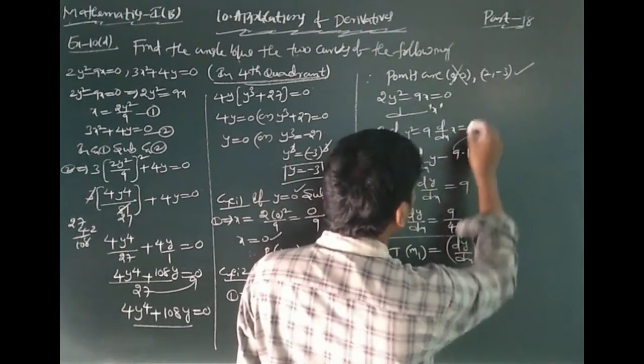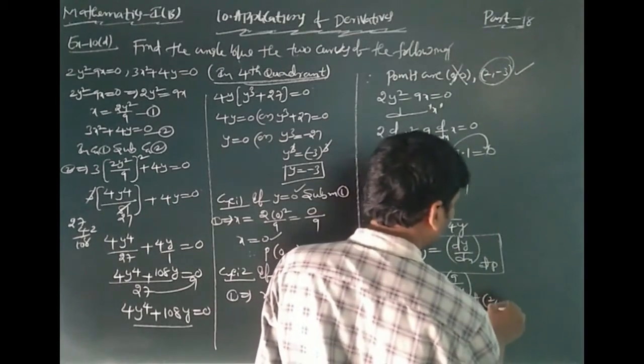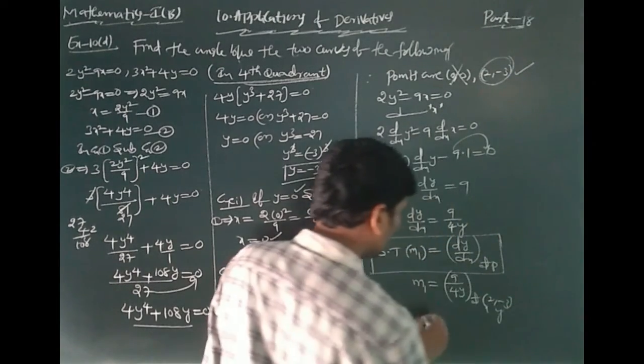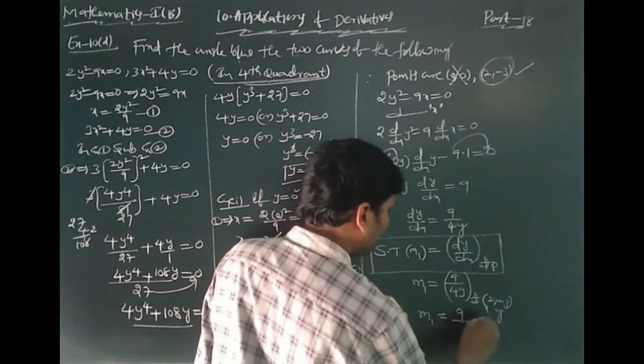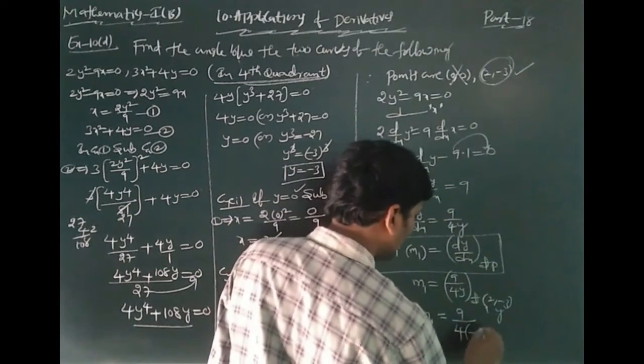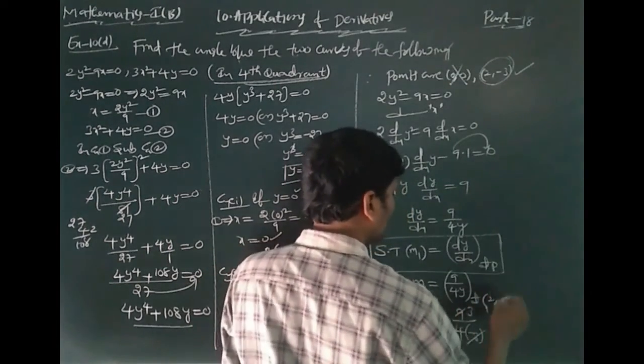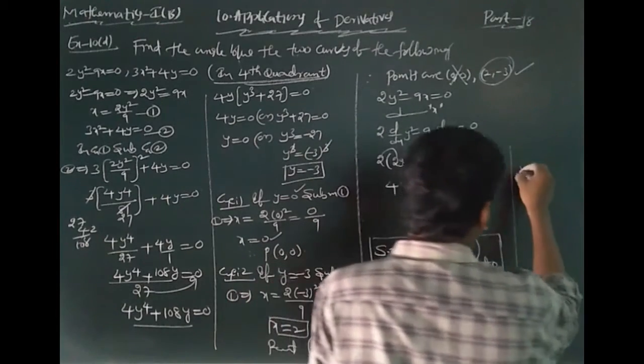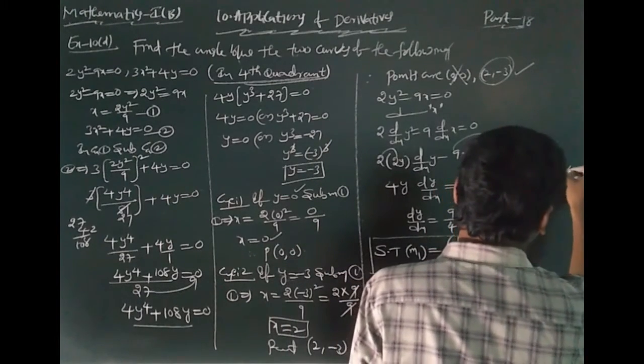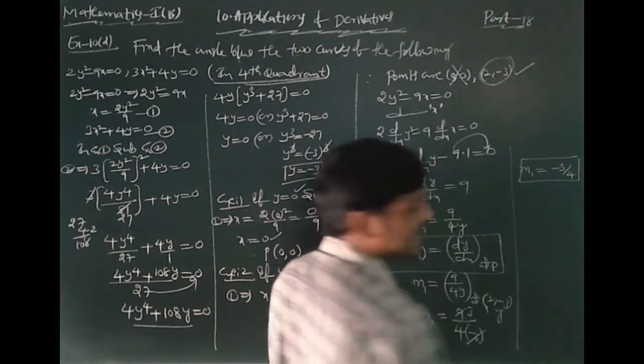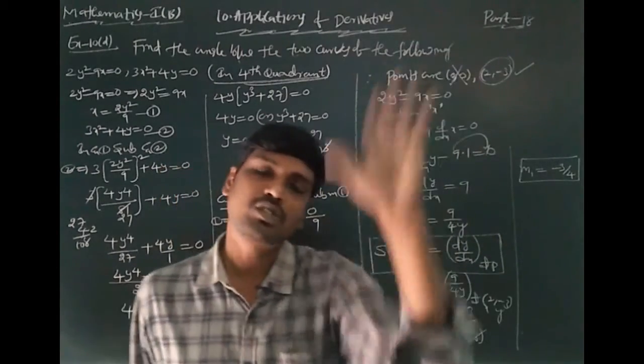What is the point P here? Point P is (2, −3). This is x, this is y. So m1 equals 9/(4 × −3). Three ones are 3, three 3s are 9. You get m1 equal to −3/4, or 3/(−4). So the slope of the first curve is completed.